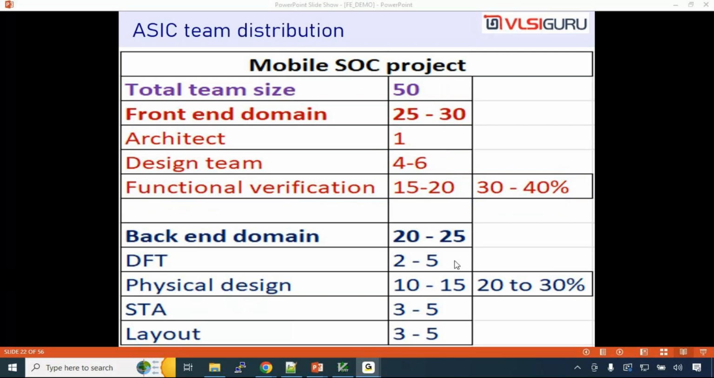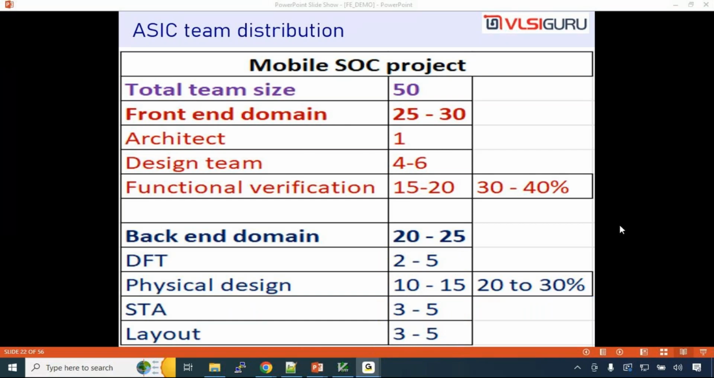Coming to the backend domain, you need a little less compared to front-end domain people. There also, which domain has more opportunities? Physical design, around 20 to 30%. The remaining people are some in DFT, some in static timing analysis, some in layout. See, I didn't write down everything. There is something called synthesis. There is something called IR drop analysis, post-silicon validation, physical verification. I didn't list down everything. I'm just giving a top-level overview.